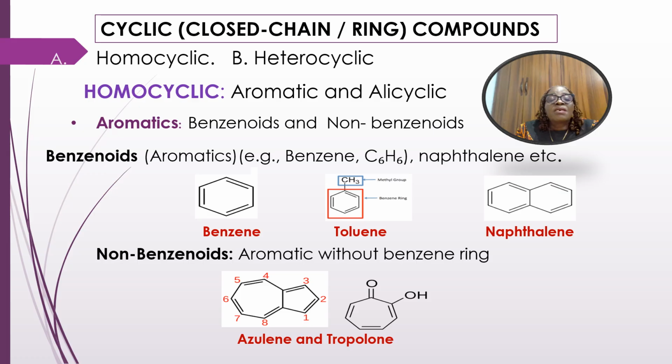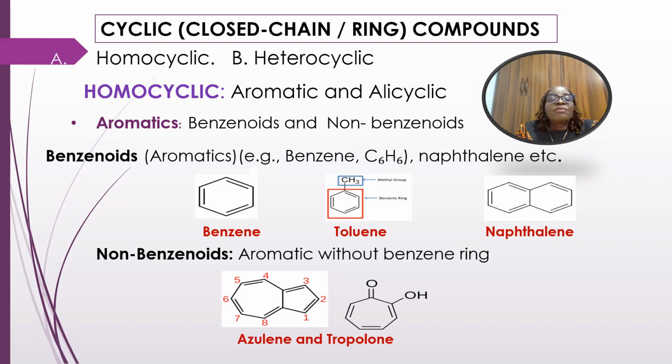Closed ring hydrocarbons. These are compounds that have carbon atoms linked together to form one or more closed rings. They are divided into two subcategories, homocyclic and heterocyclic. On this side, we will focus on the homocyclic organic compounds.